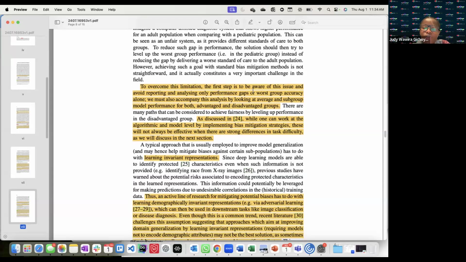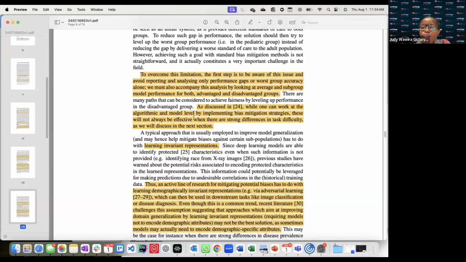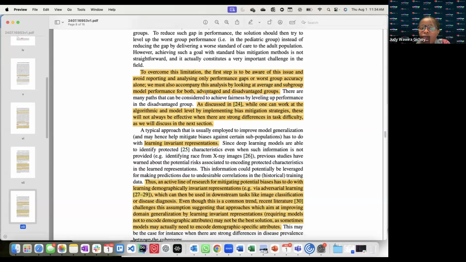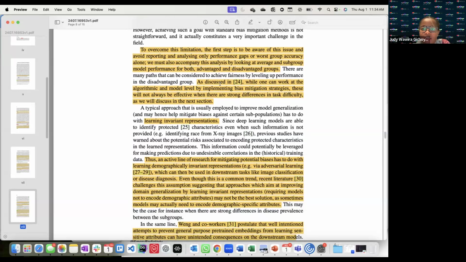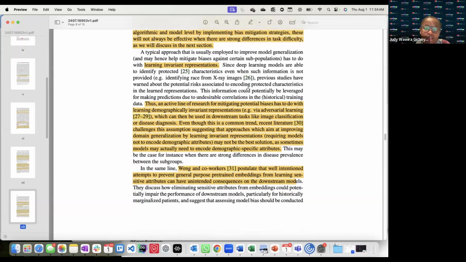To overcome this limitation, first of all, we need to be aware of this issue and avoid reporting and analyzing only performance gaps or worst group accuracy. We have to be looking at average and subgroup performance for both advantaged and disadvantaged groups. While you keep working on algorithmic and model level biases using different mitigation strategies, this may not always be effective because there are strong differences in task difficulty. This is a super important fact.